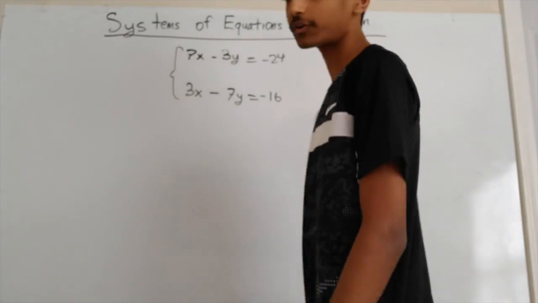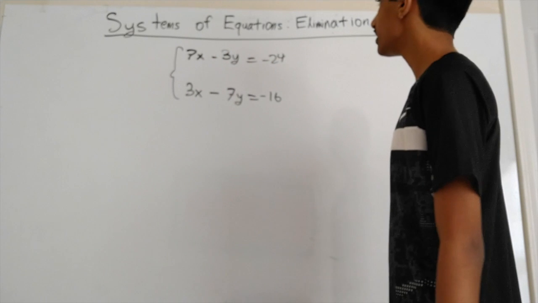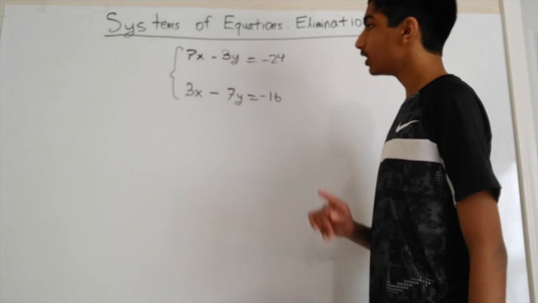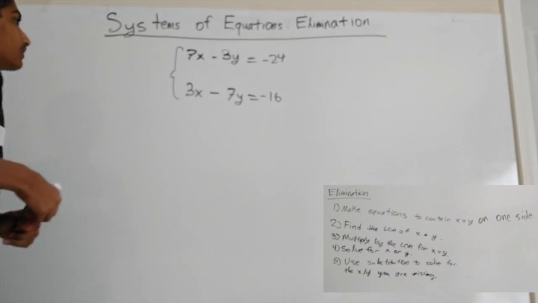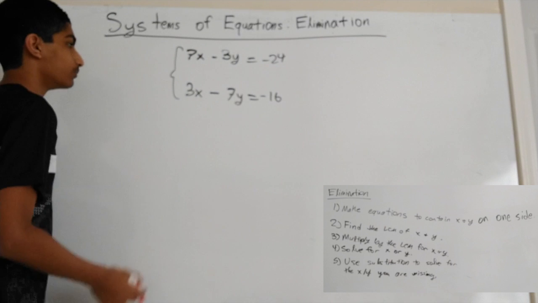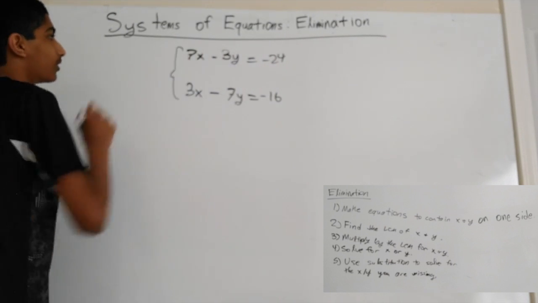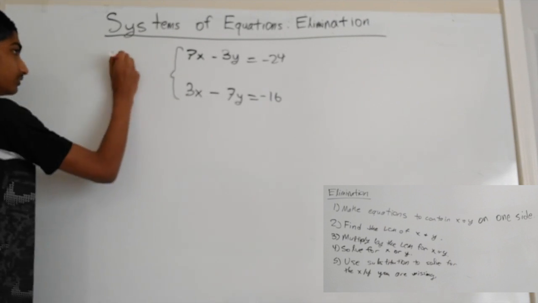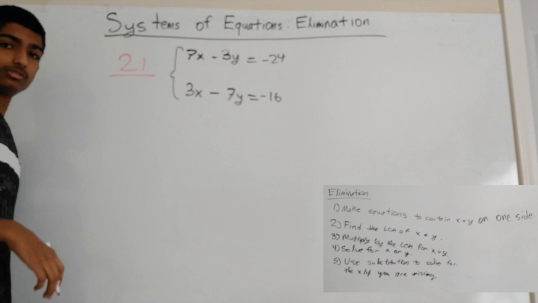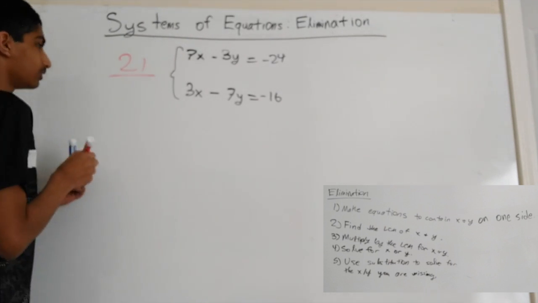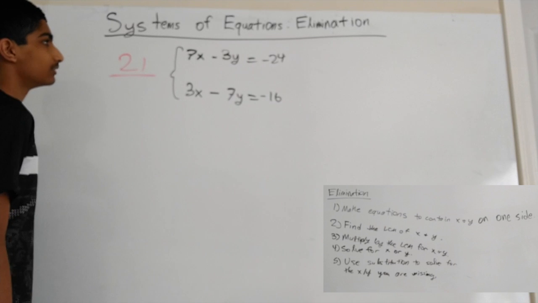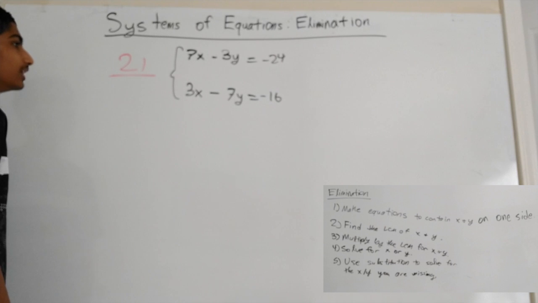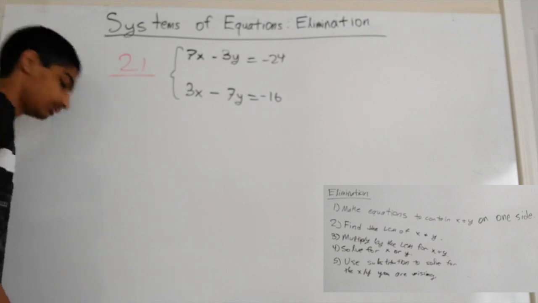Okay, so we have this systems of equations to solve. 7x minus 3y equals negative 24, and 3x minus 7y equals negative 16. So what we want to do here is, since it's already set up in x and y form, we can skip that first step. So what we want to do is find the LCM, which is, for both, it's actually 21. So with the 21, we want to multiply one equation by 3 and the other by 7.